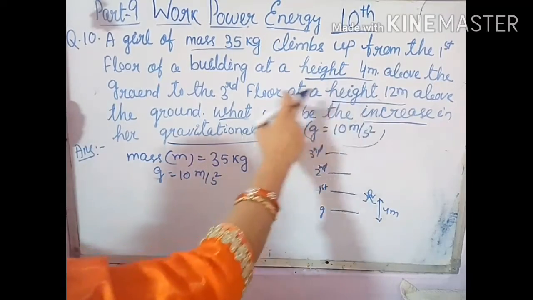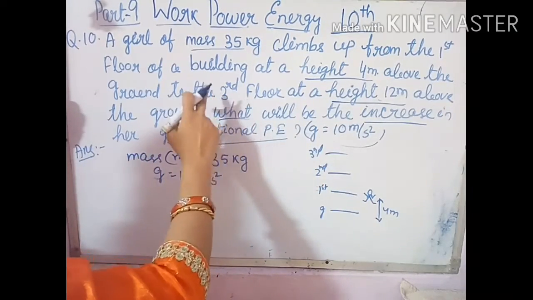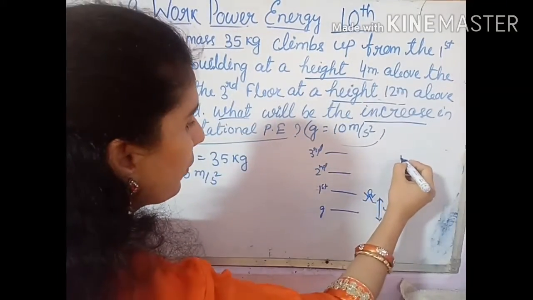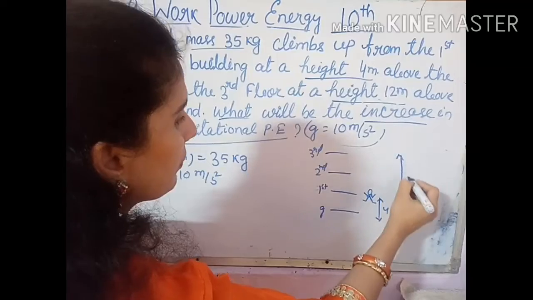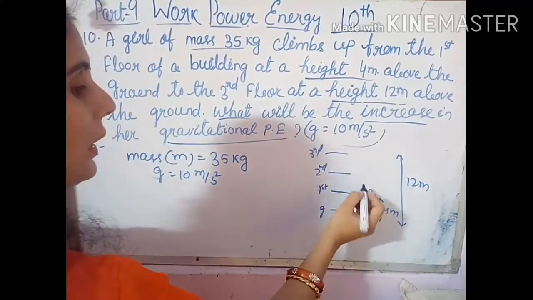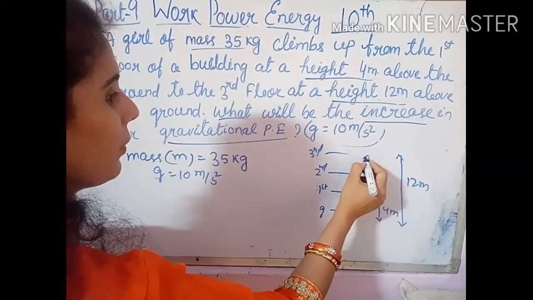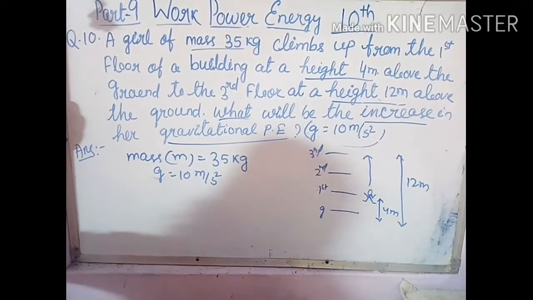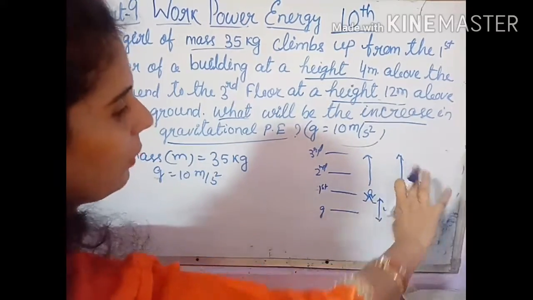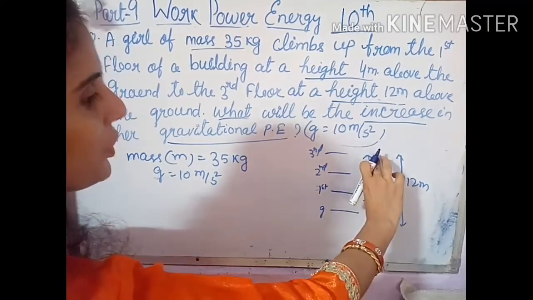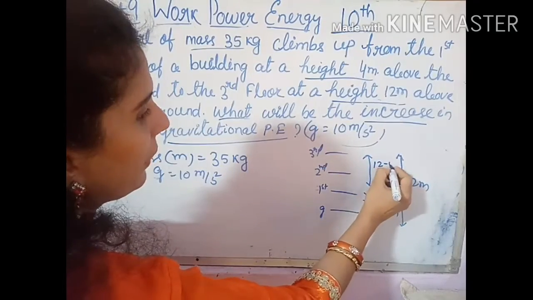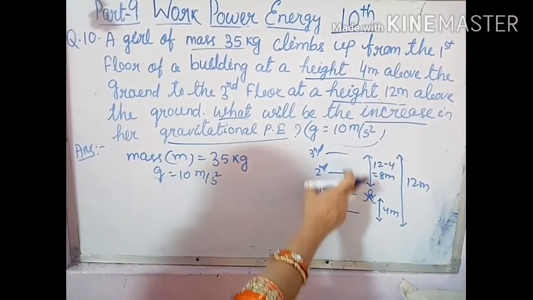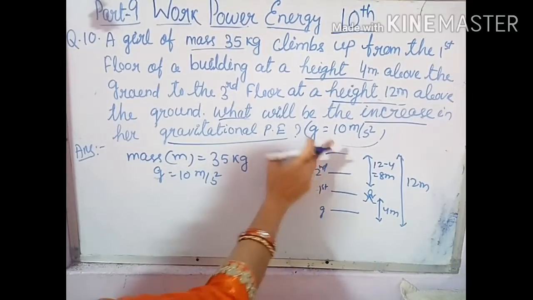After that, what is the height of the third floor? The third floor is at a height 12 meter above the ground. Means the third floor is in total 12 meter. Now the girl has to rise from here to here. What is the distance from here to here? It is 4 meter. It is 12 meter. So what is the distance from first floor to third floor? That is 12 minus 4. It is 8 meter. So the girl will rise 8 meter from the first floor to third floor.